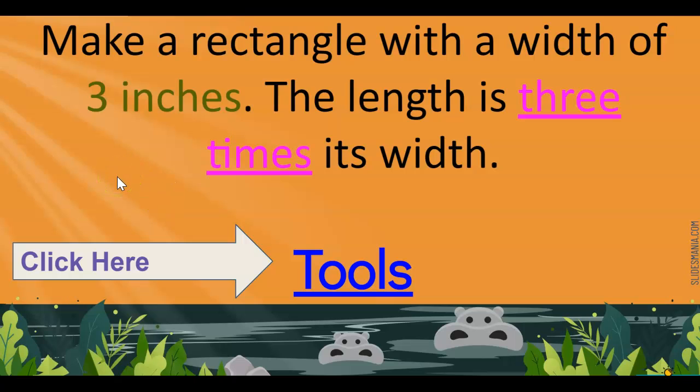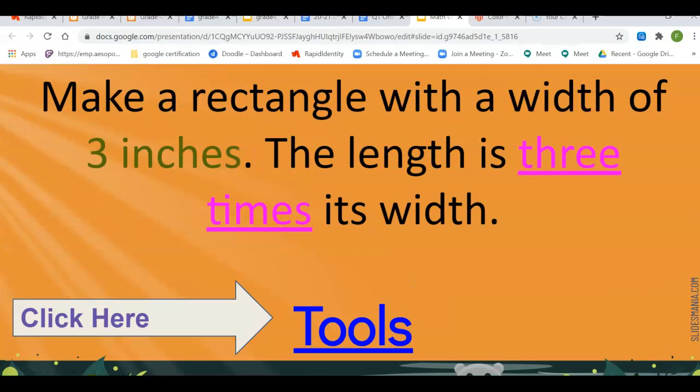Next, we're going to make a rectangle with a width of 3 inches. The length this time is 3 times its width. We're going to use the same process here. It says click here with the arrow. You're going to click on it, and it brings you back to that same website where you're going to build your rectangle just like we did on the previous one. We're going to pause and give you an opportunity to do that.